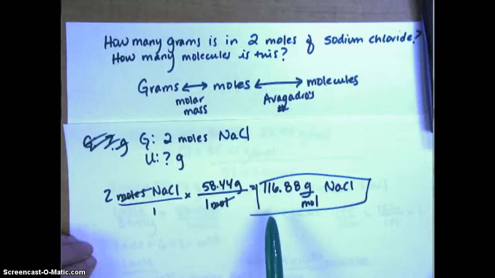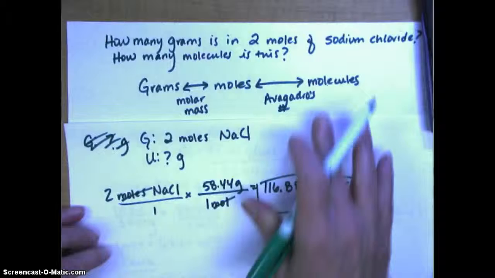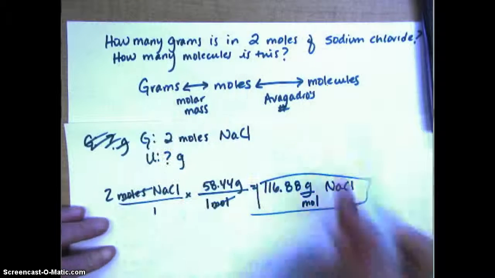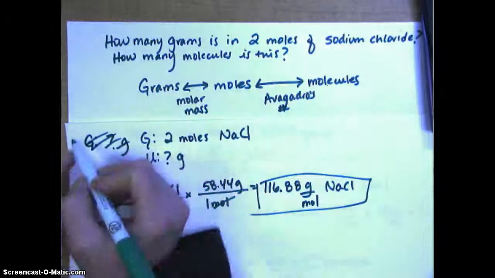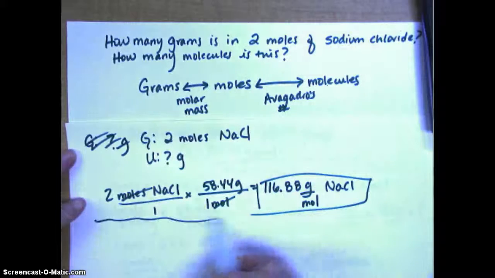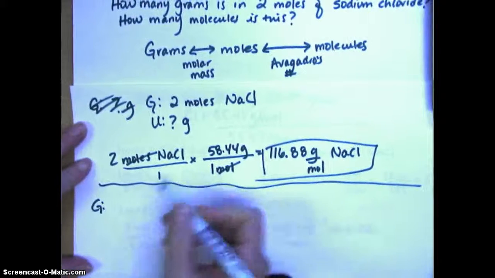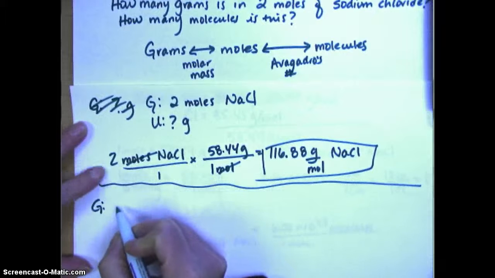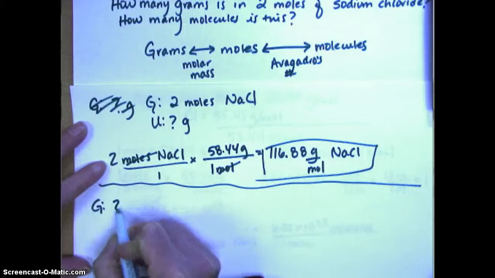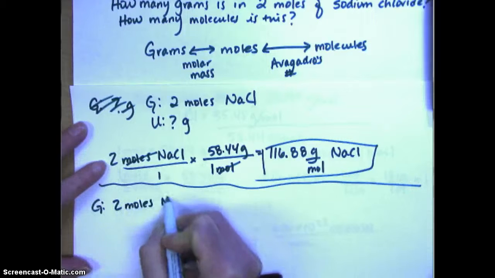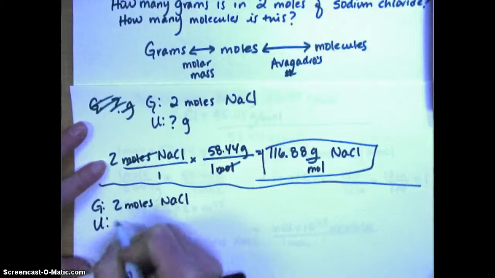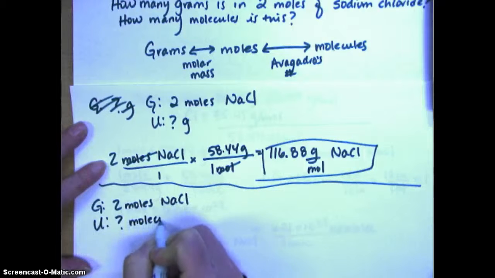We would measure out 116.88 grams of table salt, which would make a lot of cookies. All right, so part 2 of this question says, how many molecules is this? So in part 2, the given is 2 moles of NaCl, and the unknown is how many molecules.